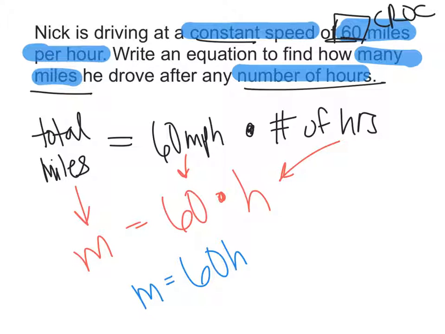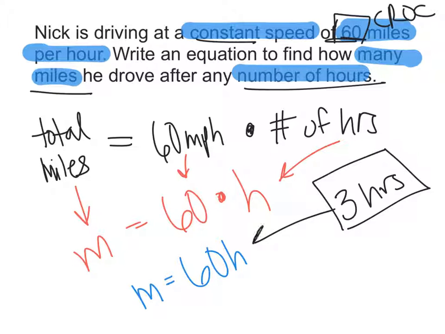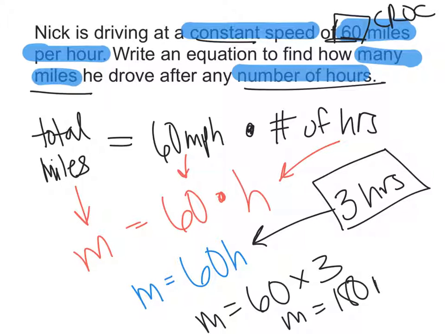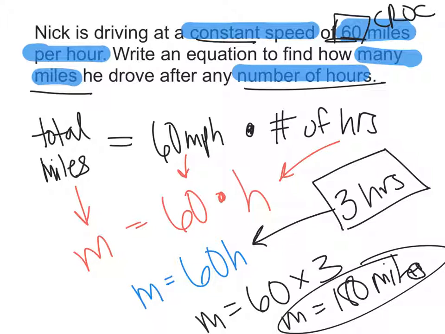So if I told you that Nick drove for 3 hours, you would take this information and substitute it in for H. So M equals 60 times 3. So his total miles that he traveled would be 180 miles. So that's how you would use that equation. This is just a brief overview of problem 3.1 and how you would set up writing equations using one variable.